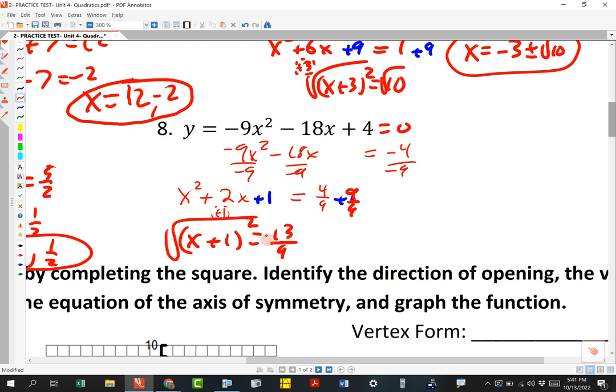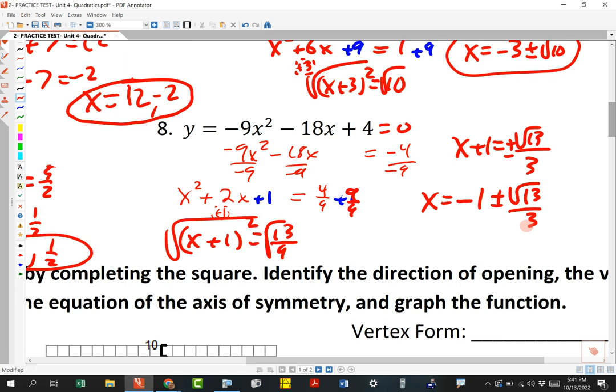And then we take the square root. Okay, so let's see. That's going to give us x plus 1 equals the square root of 13 over the square root of 3, square root of 9, which is 3. And then don't forget the plus or minus. And then really with some ugliness like this, it's actually kind of cool because all I have to do is move the 1 to the other side. So that's going to be a negative 1. And then I'm going to have plus or minus radical 13 over 3.